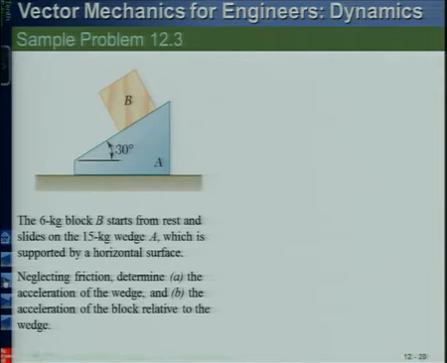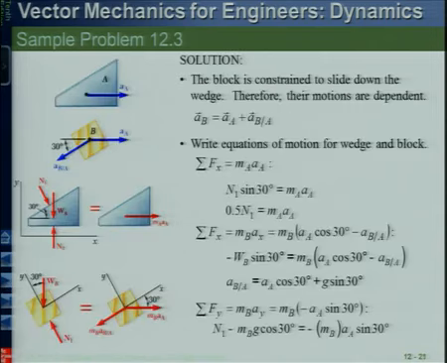And then this was the other one which I talked about, that we have a block which starts from rest and stands on a 15 kg wedge. So the two masses are given. Neglecting friction, determine the acceleration of the wedge and the acceleration of the block relative to the wedge. So friction is to be neglected here, that one is easy. Let's look at the solution.